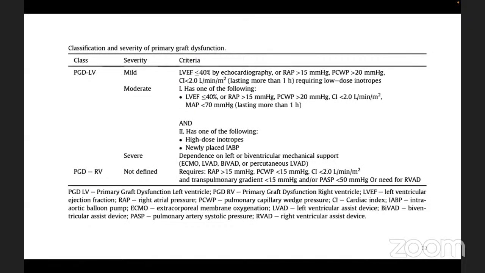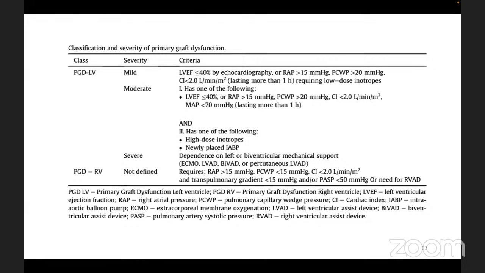So for LV primary graft dysfunction, it could be mild, moderate, or severe depending on the echo findings. For ejection fraction less than 40% on echo, or right atrial pressure more than 15, with PCWP rising more than 20, cardiac index less than 2, requiring low dose inotropes, that would be labeled as mild LV primary graft dysfunction. Now, when we have an ejection fraction less than 40, and also rising right-sided pressure, low cardiac index less than 2, and MAP less than 70, that would be considered moderate.